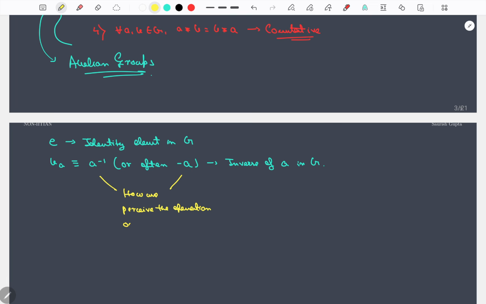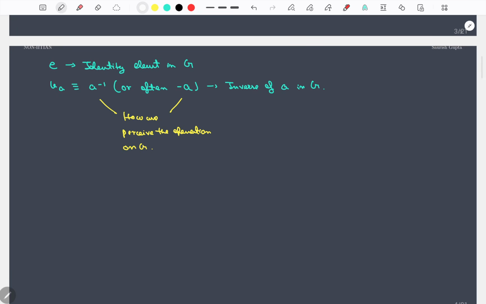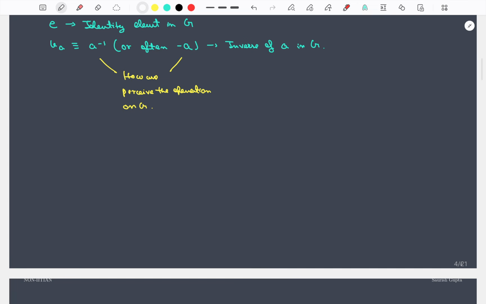There are basically two ways to perceive the operation on G, so that it's in some sense not as abstract as a group is. Typically we consider the binary operation, or at least the notation of the binary operation, to be the usual multiplication, though it doesn't necessarily mean the usual multiplication. We conventionally perceive it that way. In that case, A inverse works well. So I'm just saying how we do that.